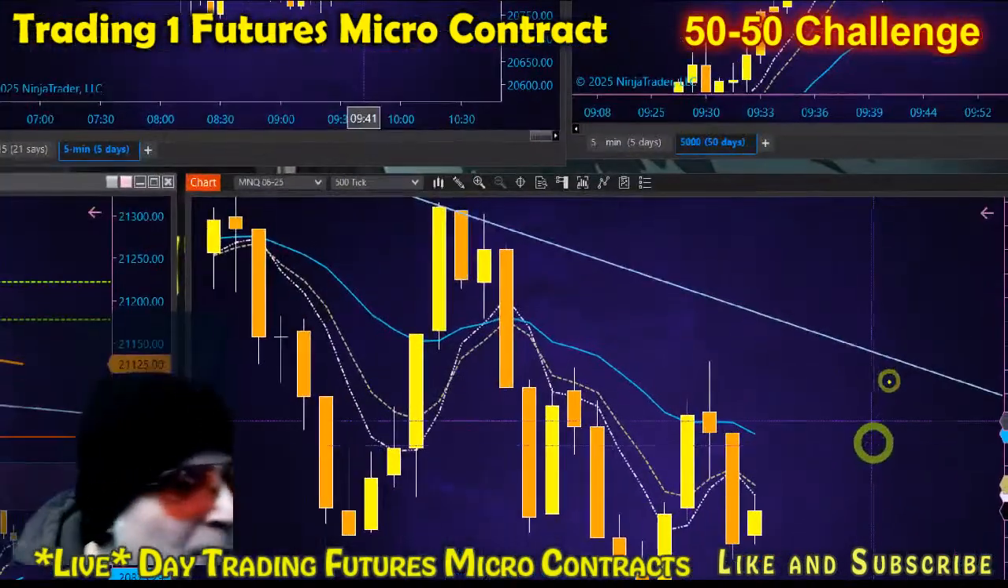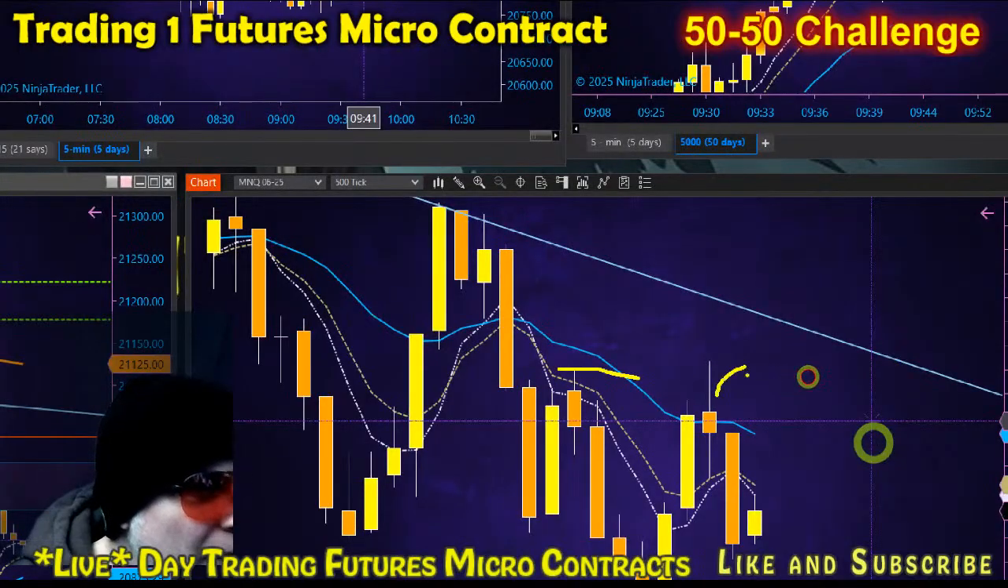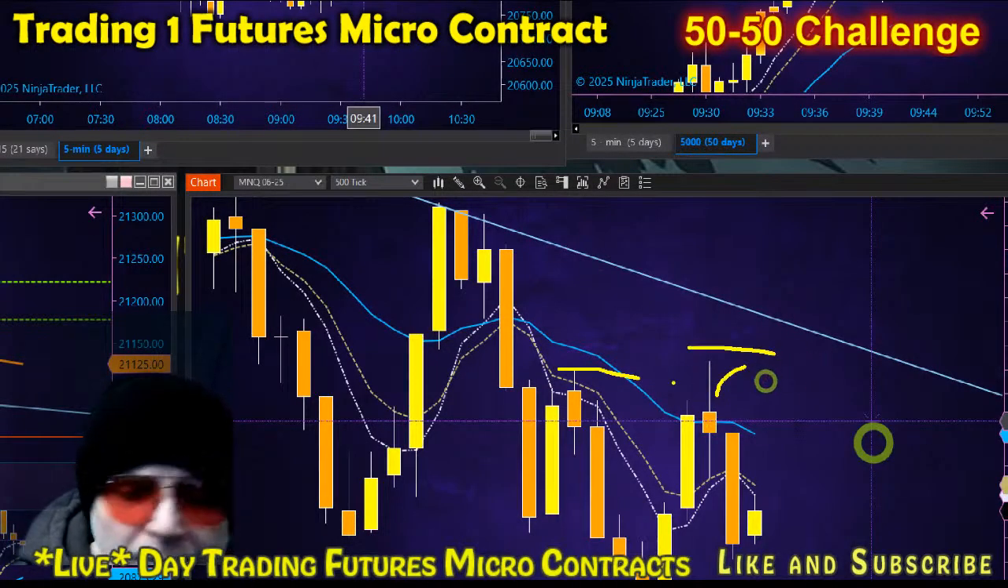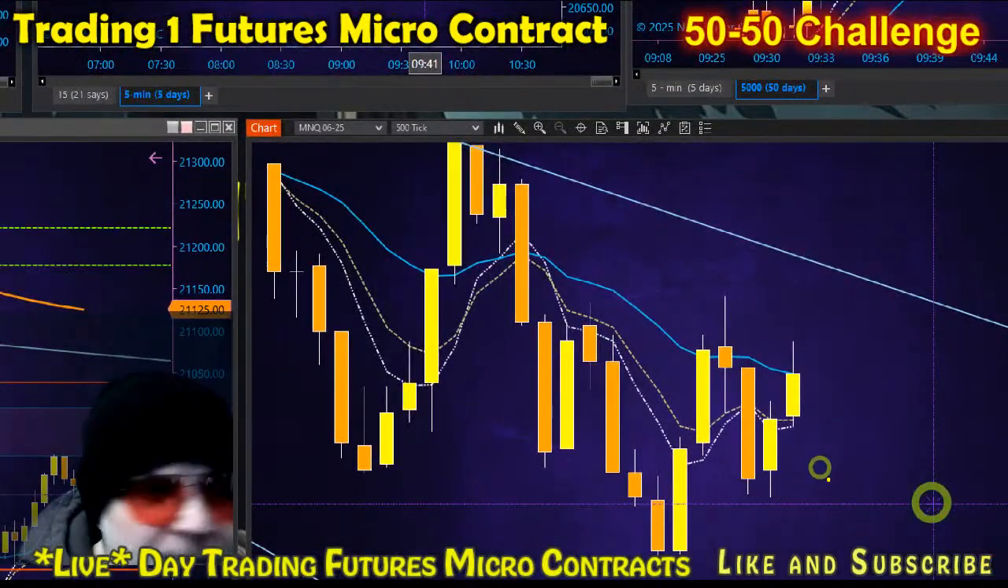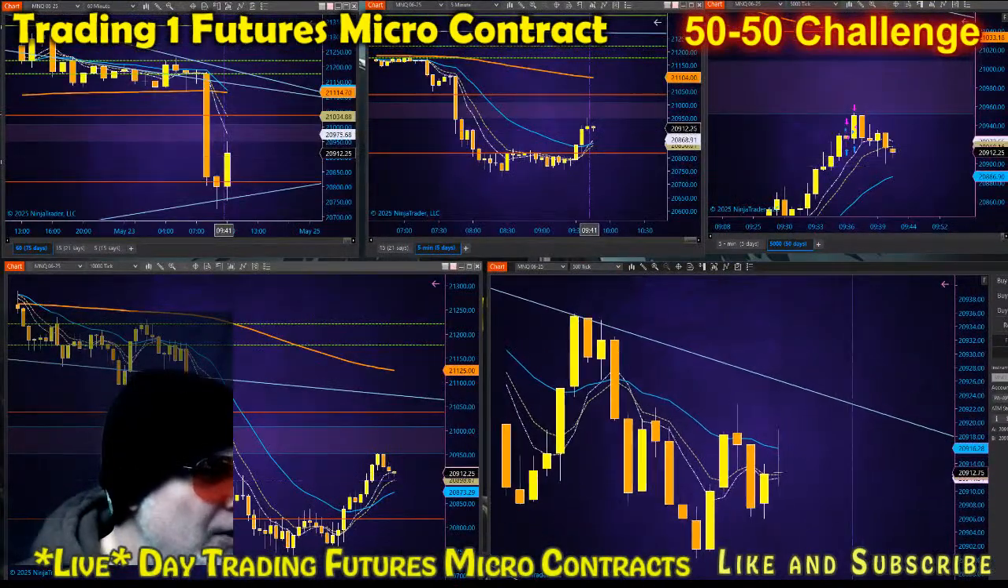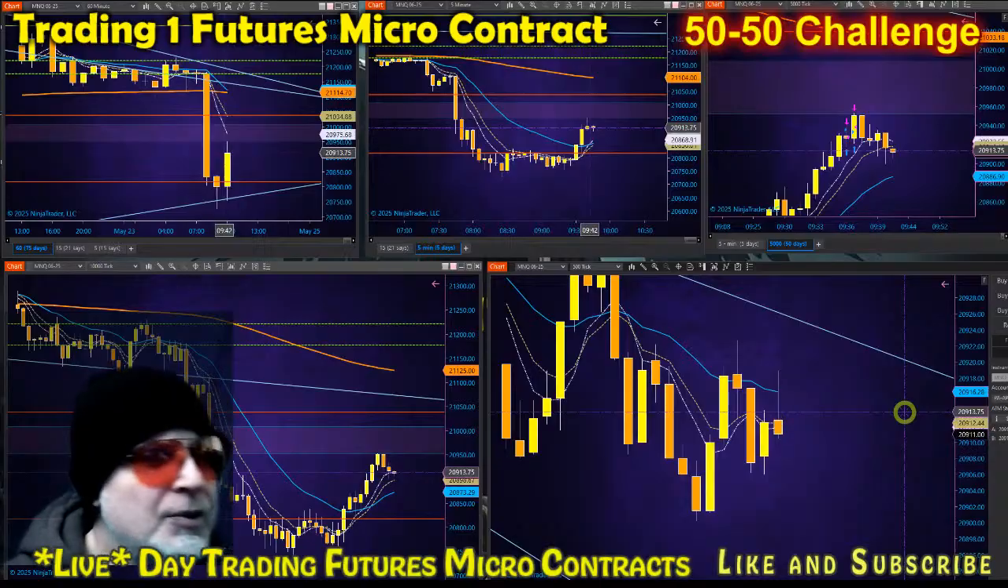As soon as it came up and swept that, jump in right here, just take my chance, and then hit the stop a couple ticks above. Probably would have got a 1 or 2-to-1 on that, because the stop was so small. The risk was so small.